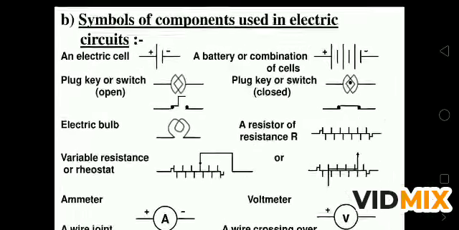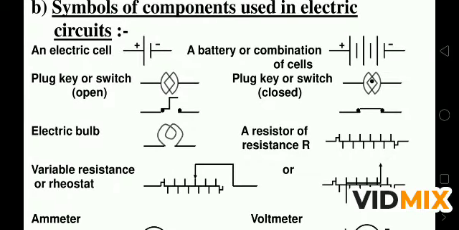These are some symbols of the components used in an electric circuit. The first one is the electric cell, and the combination of cells is known as a battery. This is the plug key or switch. It is open. Plug key or switch, it is closed. If there is a dot, it is a closed switch. Electric bulb, the symbol of an electric bulb.